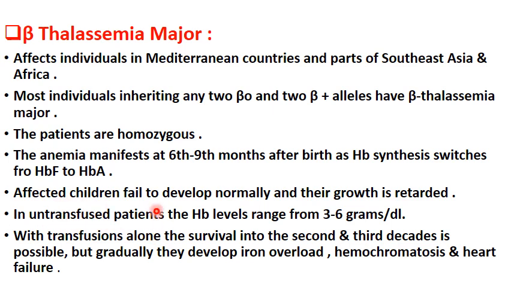In untransfused patients, the hemoglobin level ranges from 3 to 6 grams per deciliter. With transfusion, survival into the second and third decades is possible, but gradually the patient with repeated transfusions will develop iron overload, hemochromatosis, and the ferritin level is very, very high, and it might lead to heart failure, cardiomyopathy, and subsequently death.